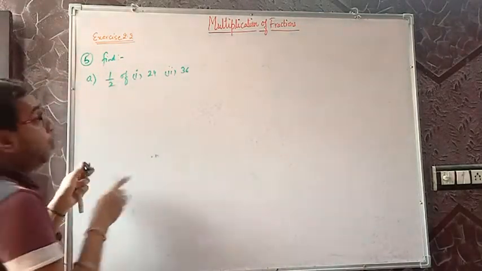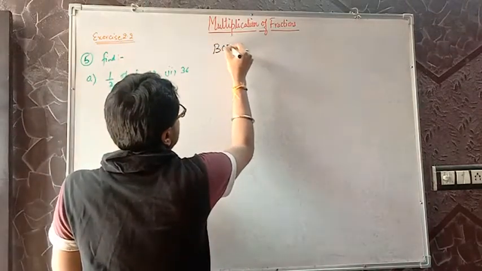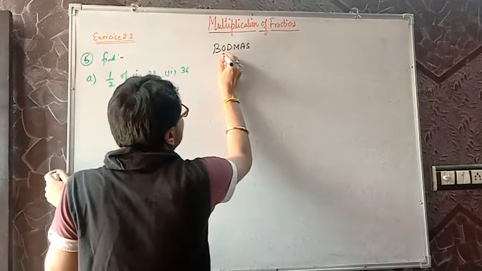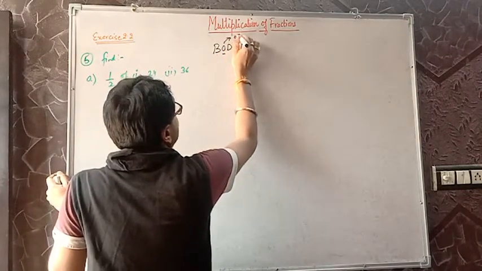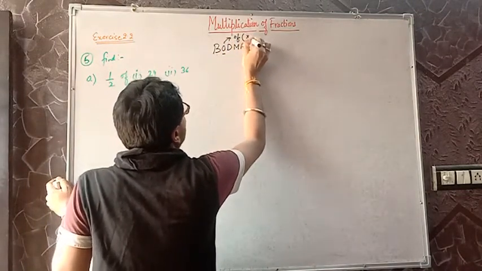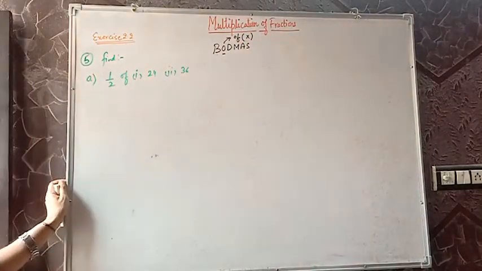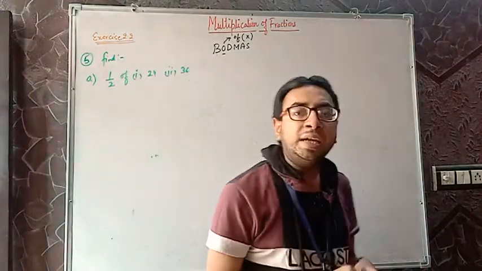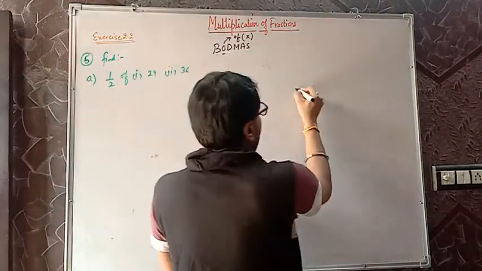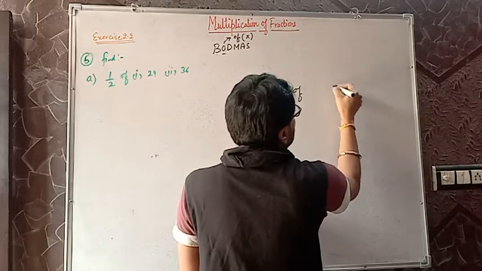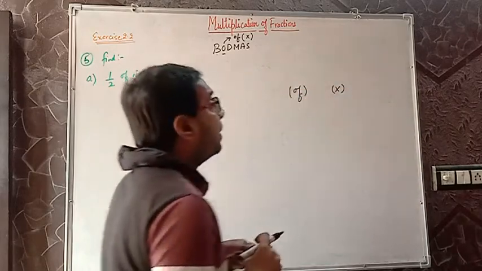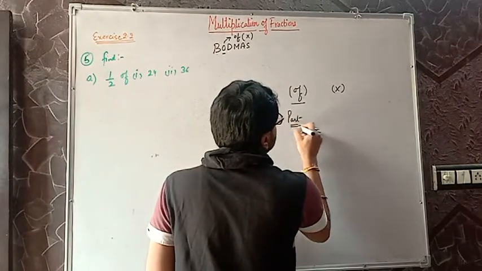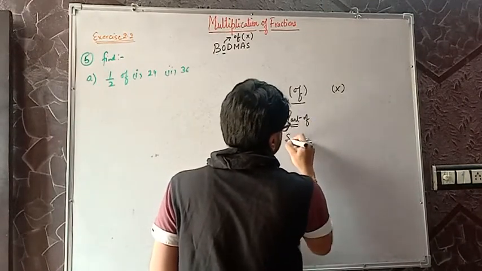If you see BODMAS, where B stands for bracket, O stands for of, and this of means nothing but multiplication. Understand what is the difference between of and multiplication. Whenever we talk about of, it means part of something. Of is used to denote part of something.